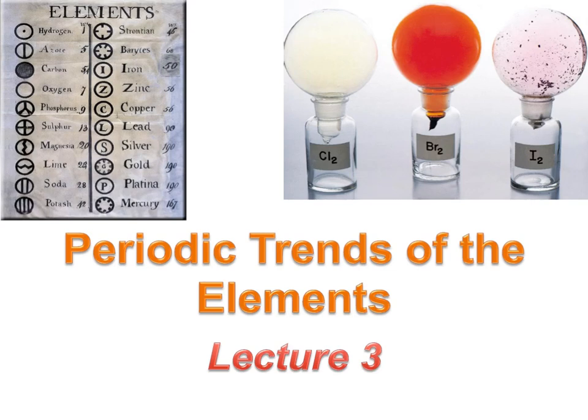Lecture 3, the periodic trends of the representative elements. Representative elements are in groups 1 and 2 and 13 through 18. However, on occasion, the periodic trends we will discuss will not include the noble gases because they just don't fit in the trend.